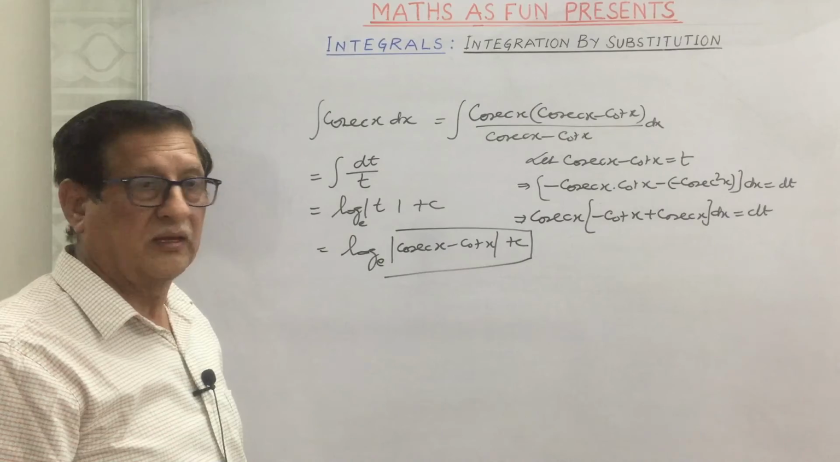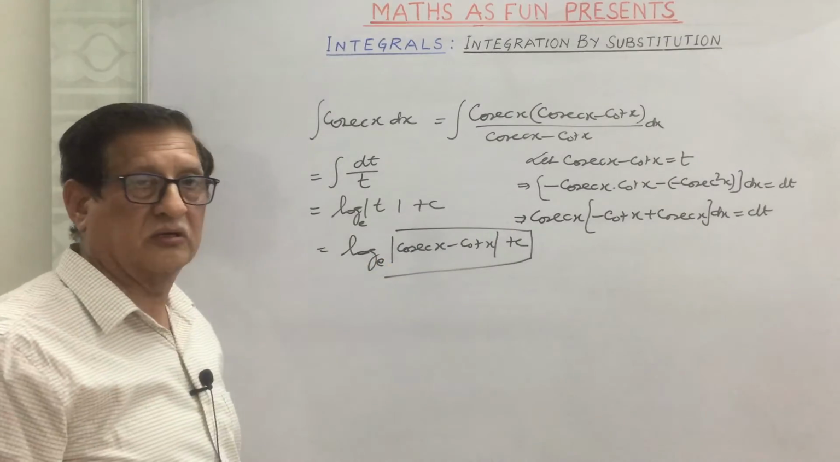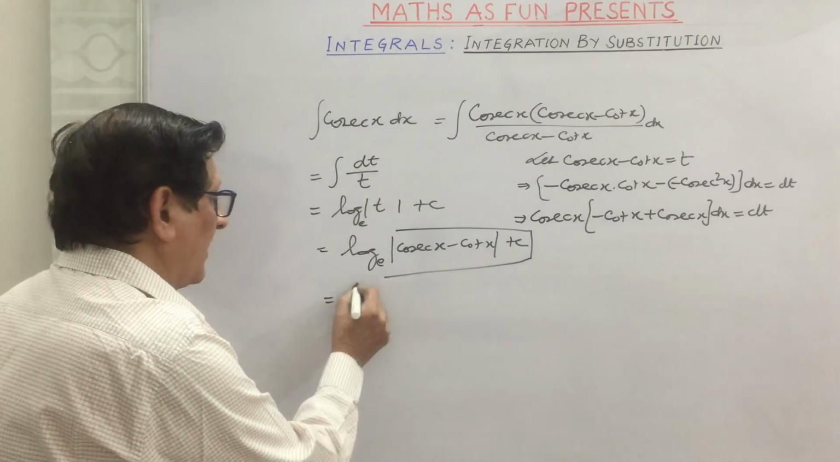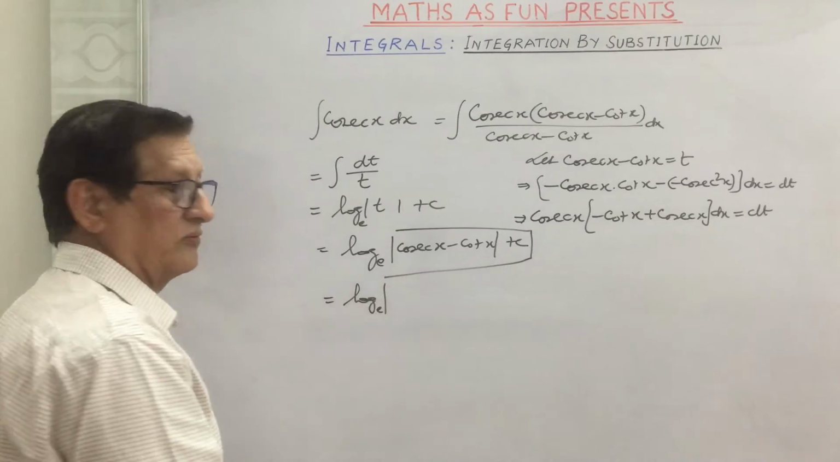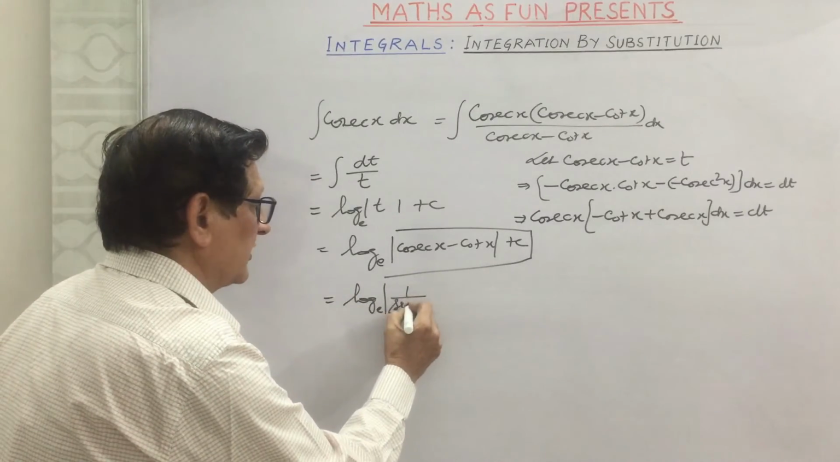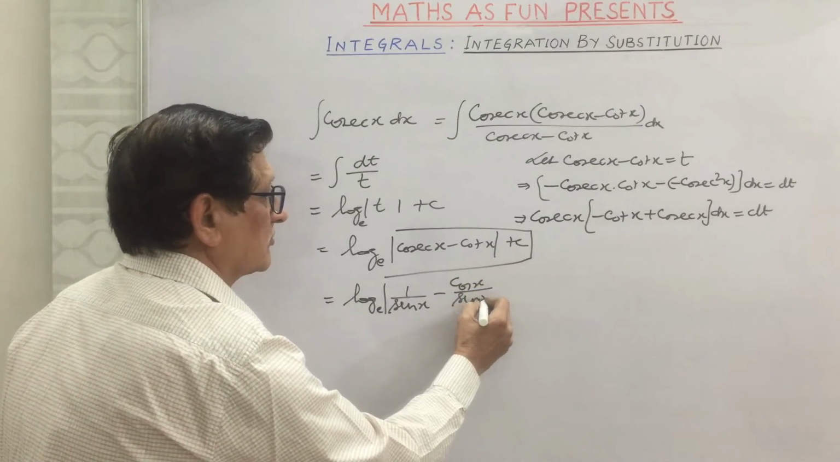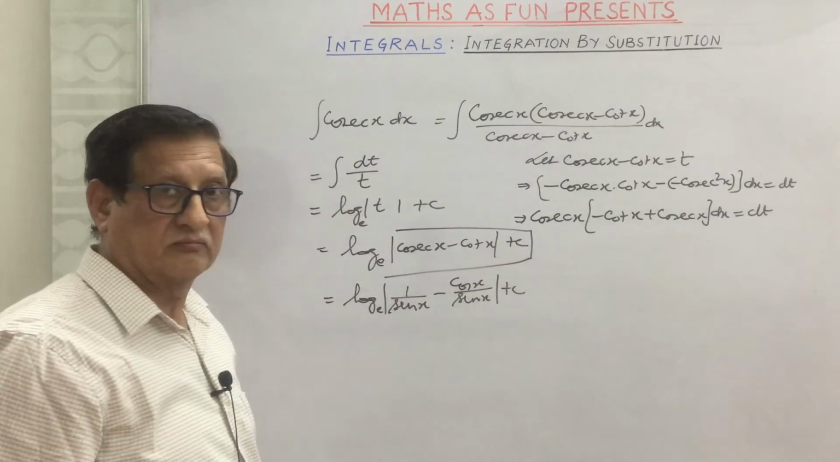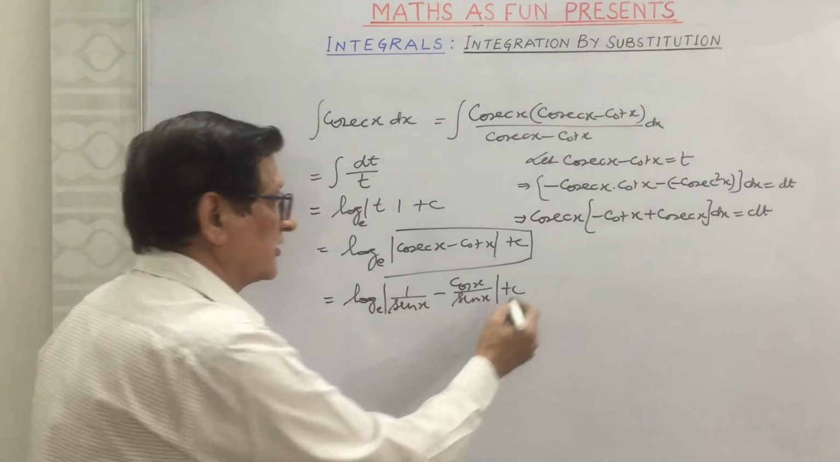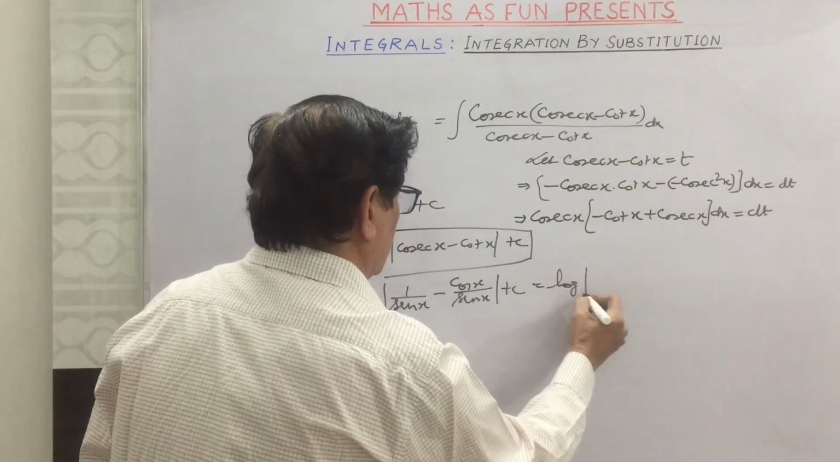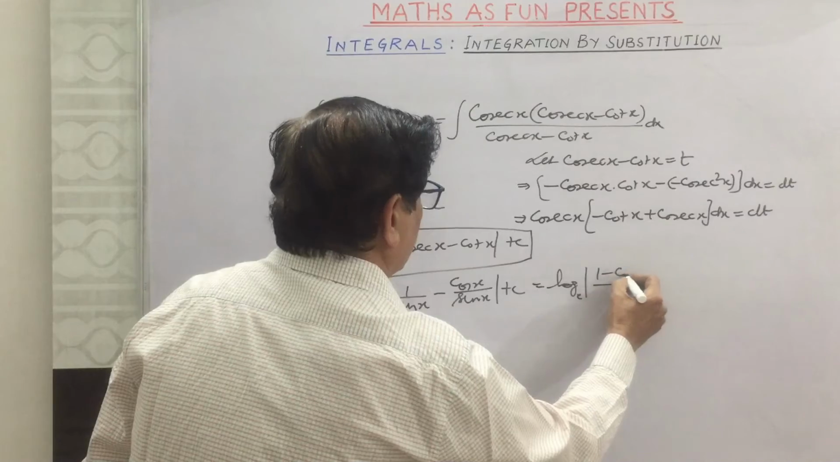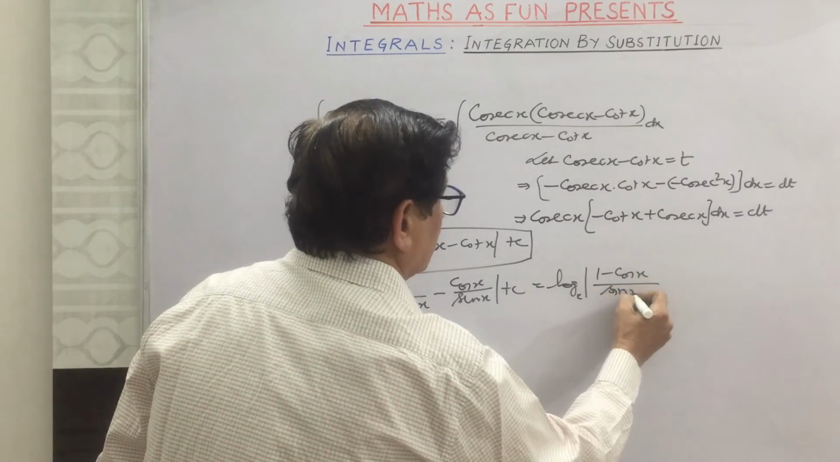plus c. If we use trigonometry here to simplify it further, can we get this as log of 1 upon sin x minus cos x upon sin x? Taking the LCM sin x, we get log of 1 minus cos x upon sin x.